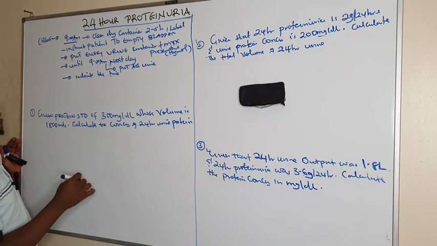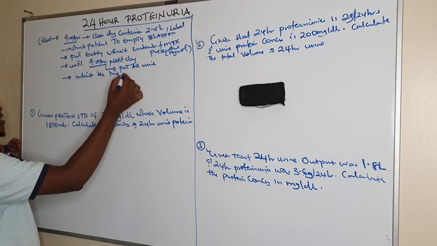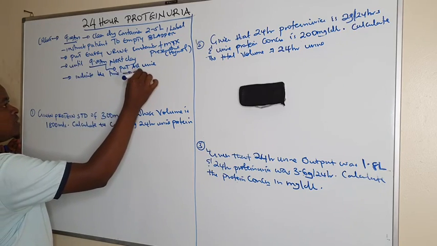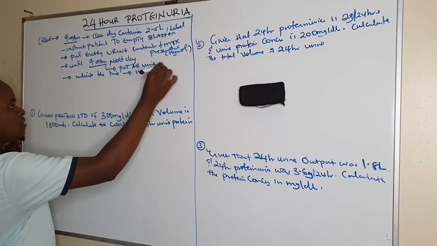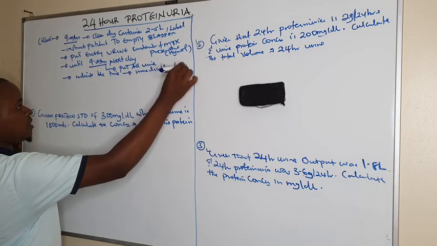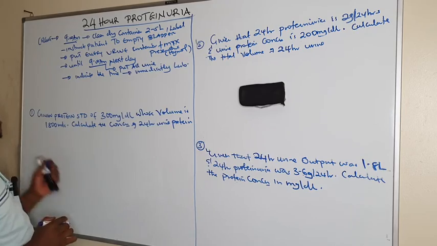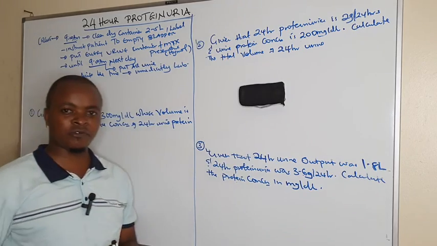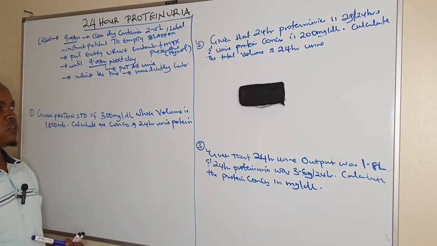After indicating the time, which is still 9 a.m., then they should bring it immediately to the lab without delay. So this is the process of how you can collect a 24-hour urine.